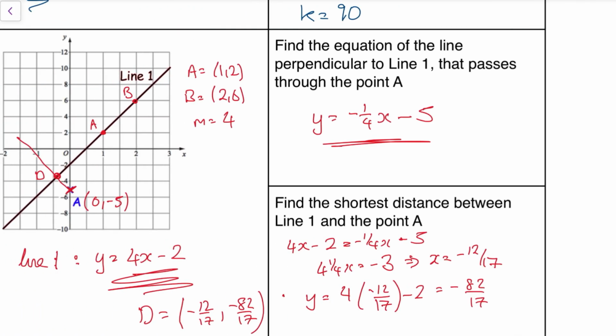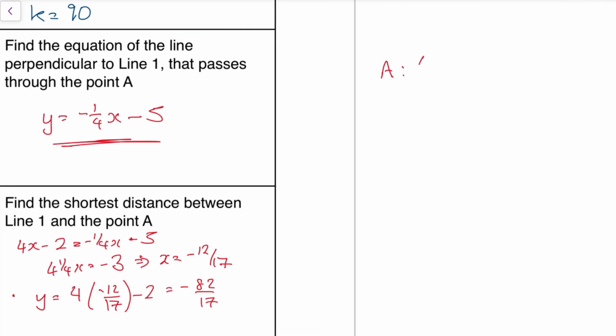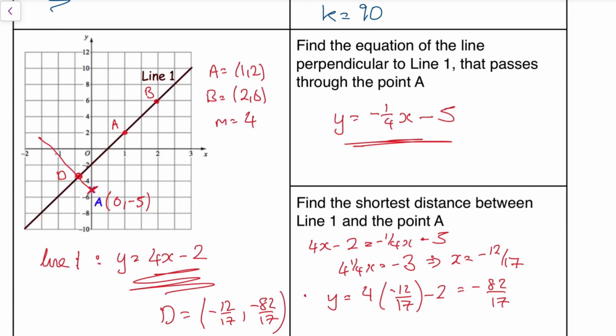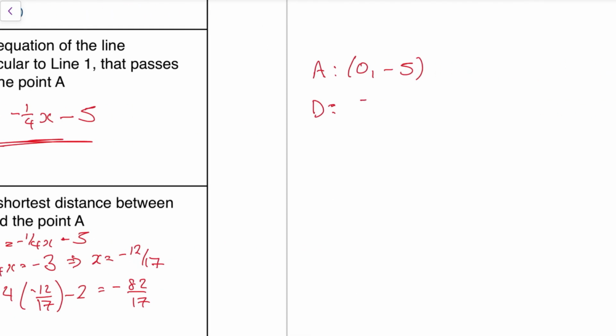So A is 0, minus 5. And D is, well, I've just written it down, so minus 12 over 17 and minus 82 over 17, which means the distance is just Pythagoras. So that's going to be, well, the easy bit is 12 over 17 squared. I don't care about the negative because I'm squaring anyway.